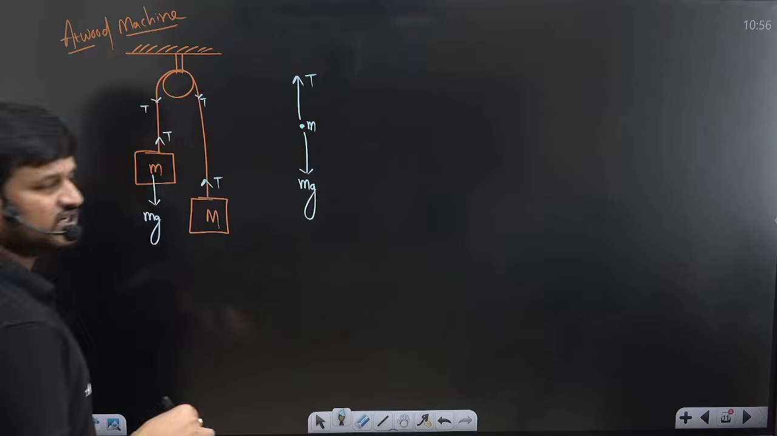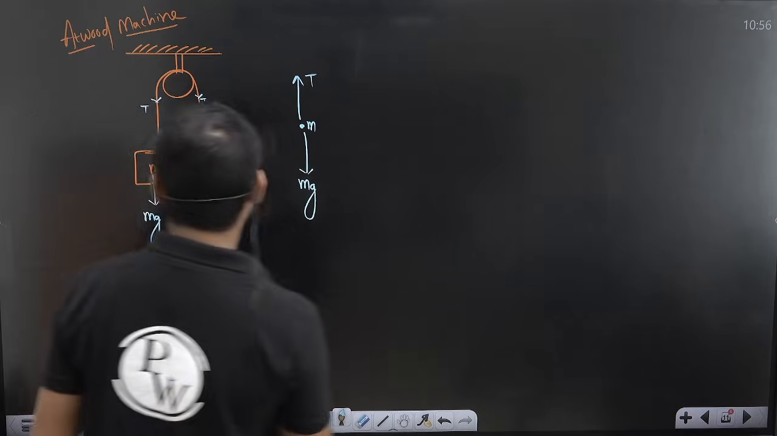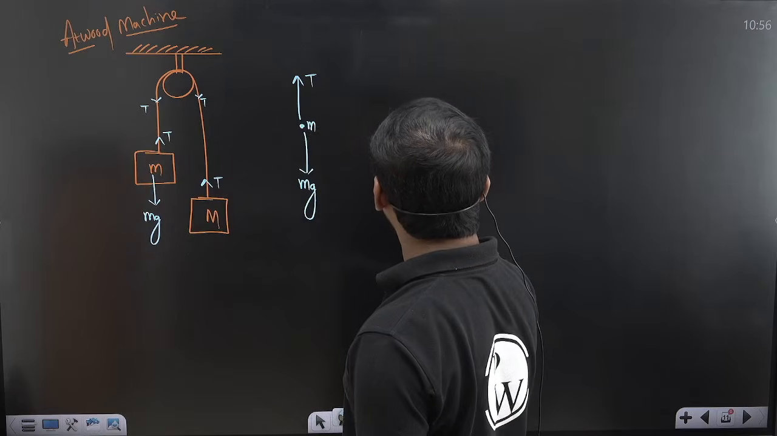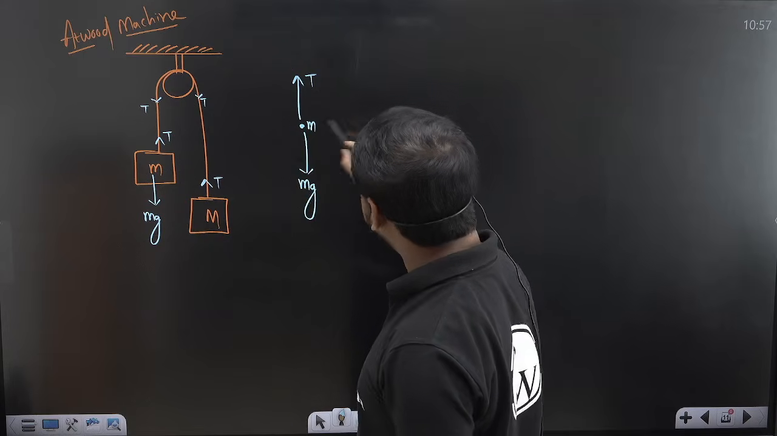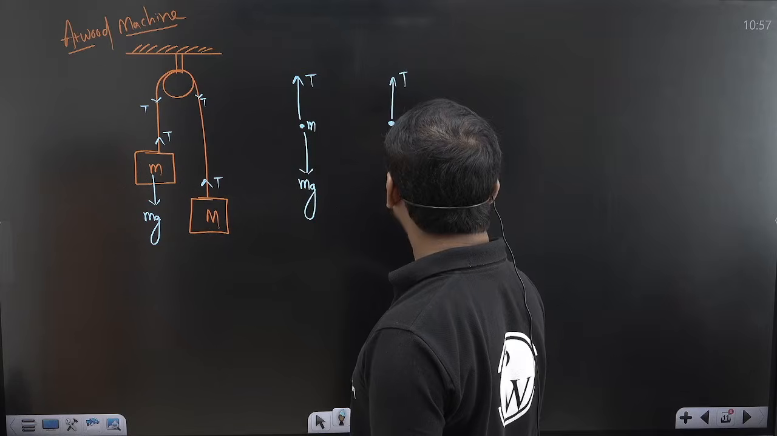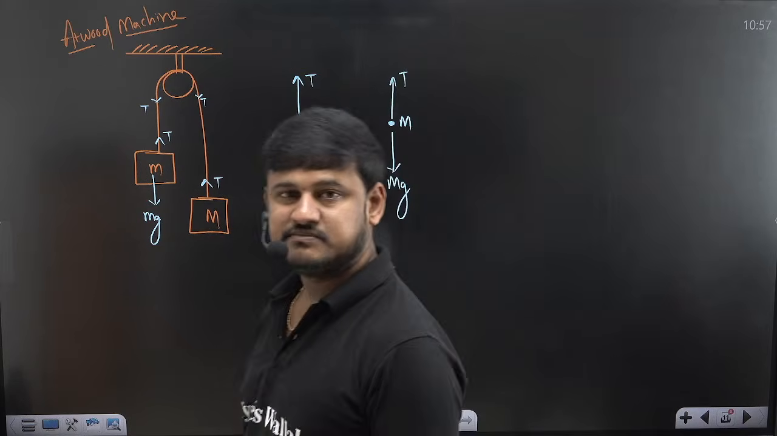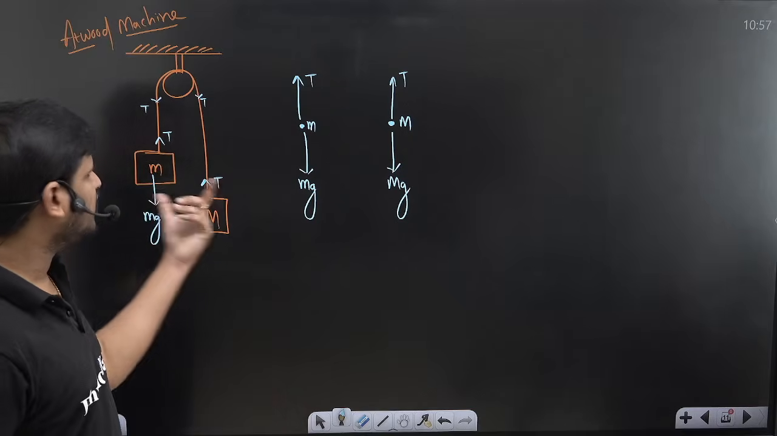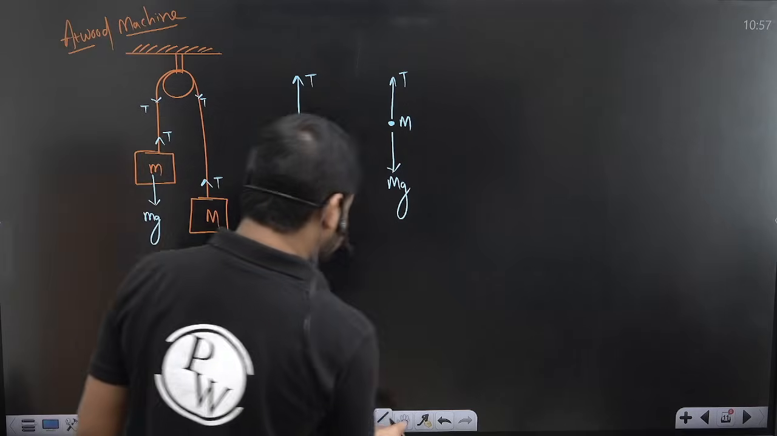Next, if you draw the free body diagram for the capital M mass, again the tension T upside and its weight Mg downside. This is the free body diagram of this. Or else let's take one more example.